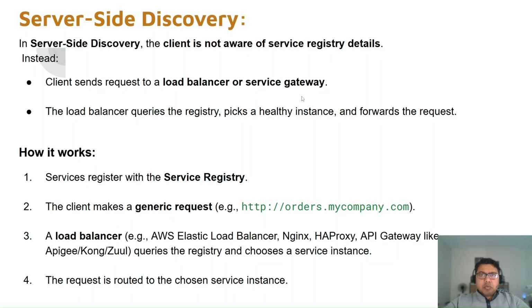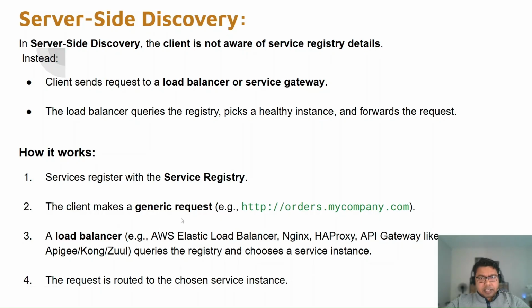So now we are detaching all the logic from the client and putting all those logics in a separate single place, which is a load balancer or service gateway, meaning API gateway. The load balancer queries the registry, picks a healthy instance and forwards the request. Whatever each client was doing, now we are doing it in a specific place, which is a load balancer. Service registry, how it works, same thing: services register with the service registry.